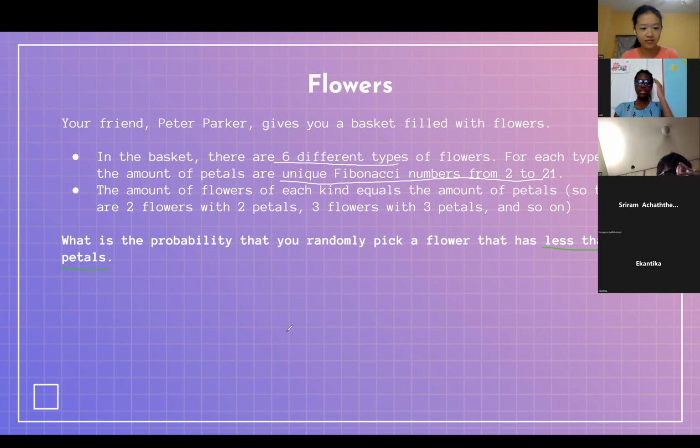Basically, what you would do is first you find the total number of flowers in the basket. So that would be 2 plus 3 plus 5 plus 8 plus 13 plus 21, which is 52. And then you find out how many flowers in that basket have less than 8 petals, which will be the Fibonacci numbers from 2 to 5, because it says less than 8. So that would be 2 plus 3 plus 5, which is 10. So it would be 10 over 52, which will simplify to 5 over 26.